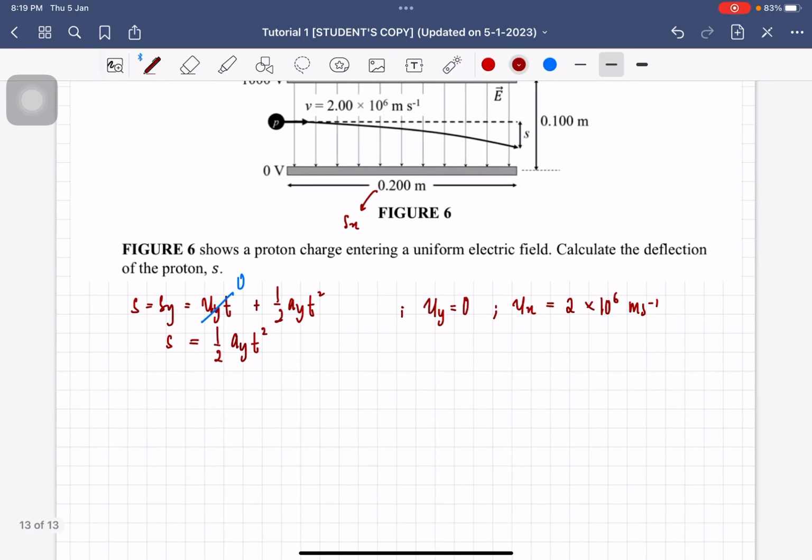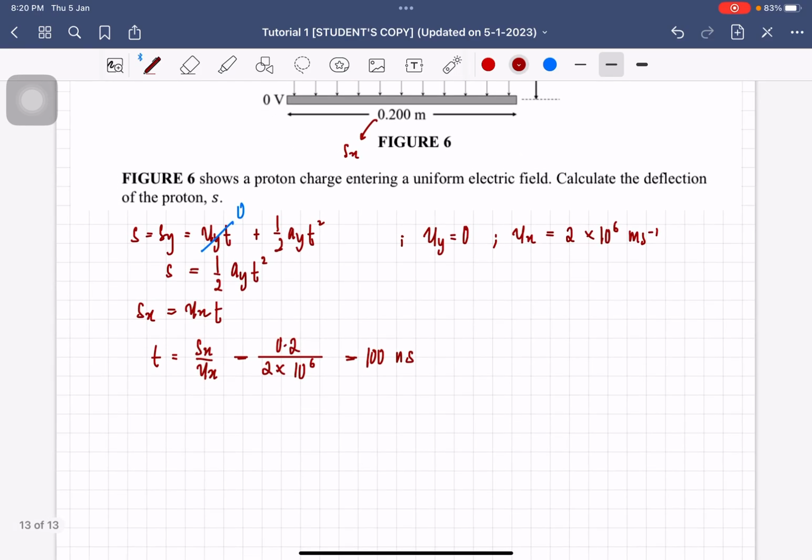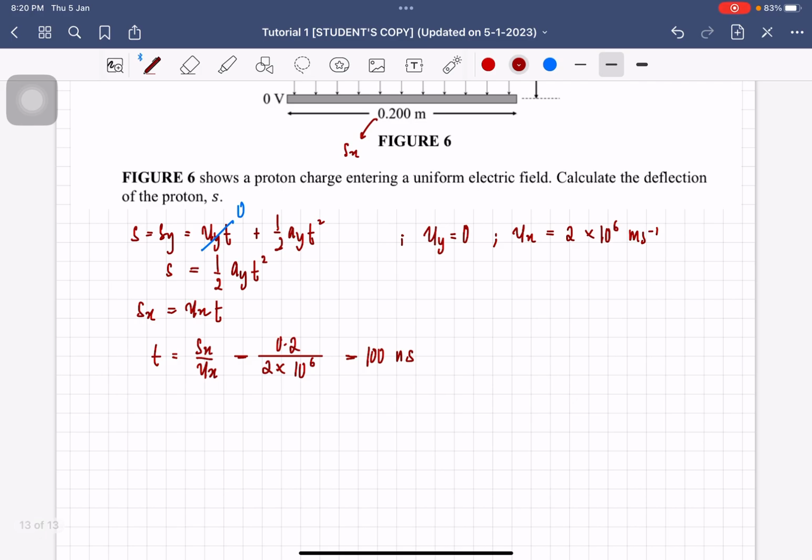Okay, so how do we find time? Since we have the range ataupun the X component, we can actually use Sx equal to Uxt, where t is going to be equal to Sx over Ux, okay? So Sx is equal to, wait, I'm just going to write Ux first, and then Sx is equal to 0.2. So the time is given as 100 nanoseconds, okay?